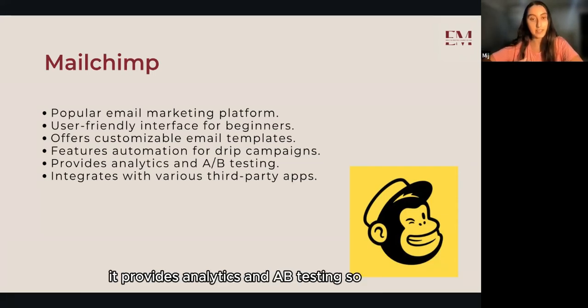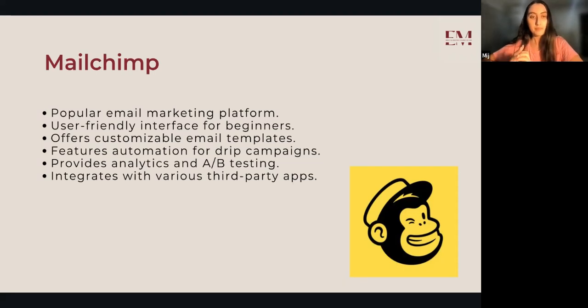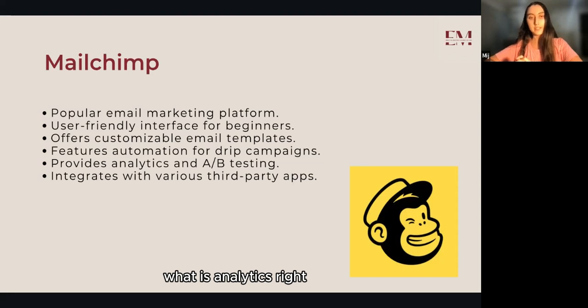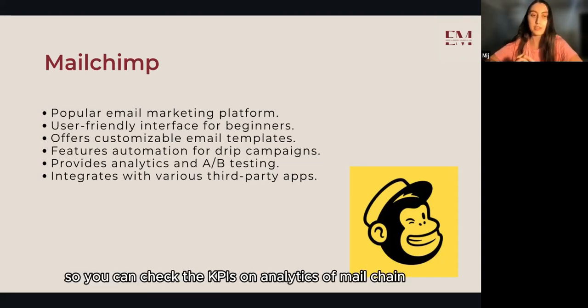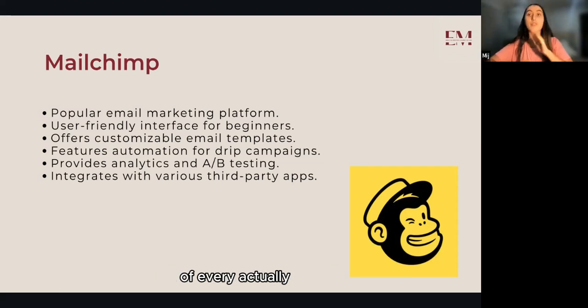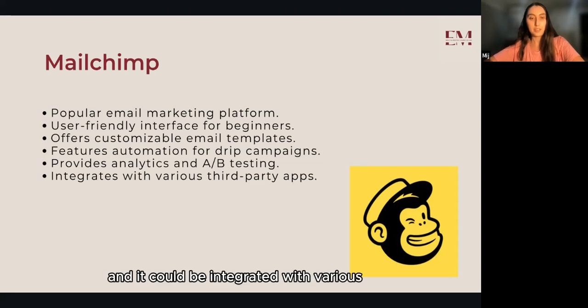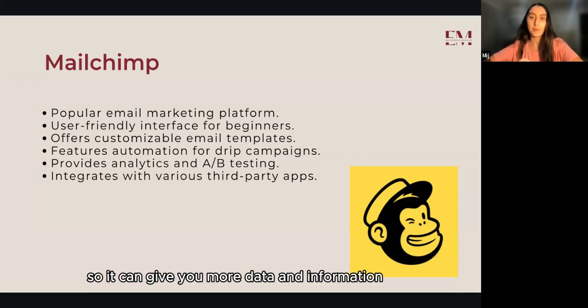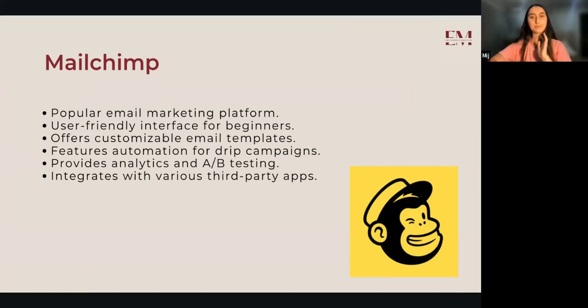It provides analytics and A/B testing. So I know this is something that you were asking as well. What is analytics, right? How can we check the KPIs? So you can check the KPIs on the analytics of MailChimp, of every email marketing tool. That's very important. And it could be integrated with various third-party apps, right? For example, you can integrate it to WordPress, you can integrate it to Shopify, whatever third-party app, so it can give you more data and information.